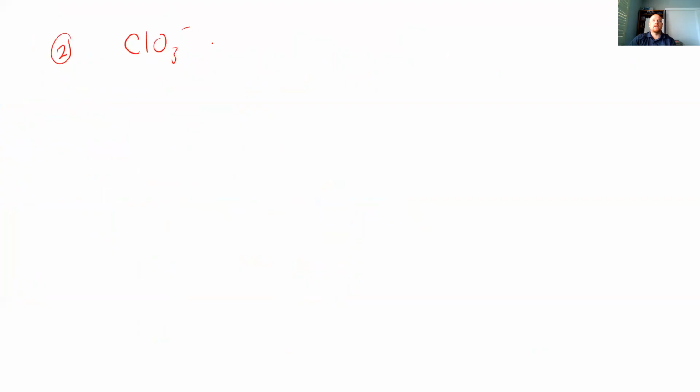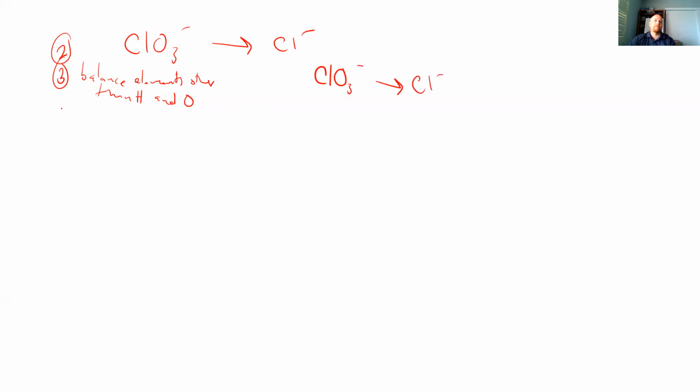ClO3 minus reacts to form Cl minus. Okay, so we start again with step 3, balance everything else other than H and O. So we'll do that over here. I'm going to shift my arrows over. So we have everything else balanced, right? I've got 1 chlorine on each side. ClO3 minus reacts to form Cl minus.